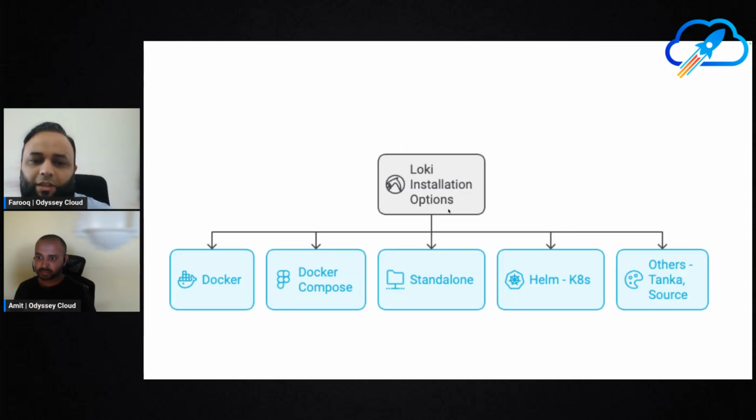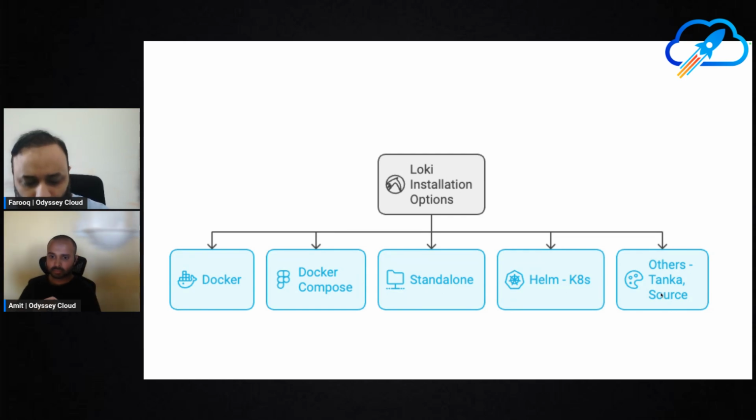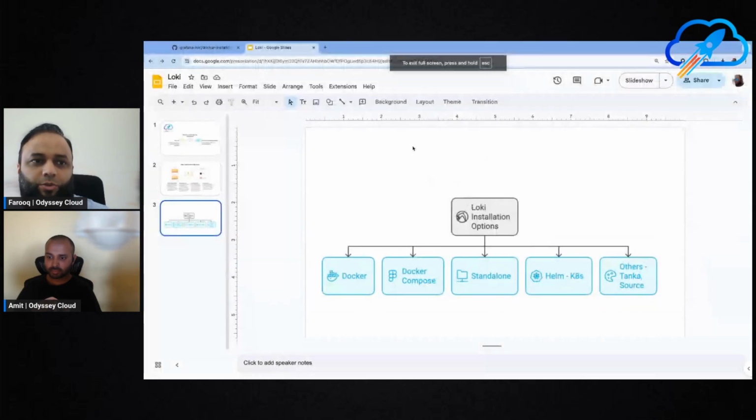So let's look at the options that we have to install Loki. You can install Loki on Docker, which we look at today, and you also have a Docker Compose setup, or you can do it as a standalone. And if you're working on Kubernetes, you can use Helm, or you can build it from source, right? All right. So with that, let's wrap up the slides and move on into the practical session.